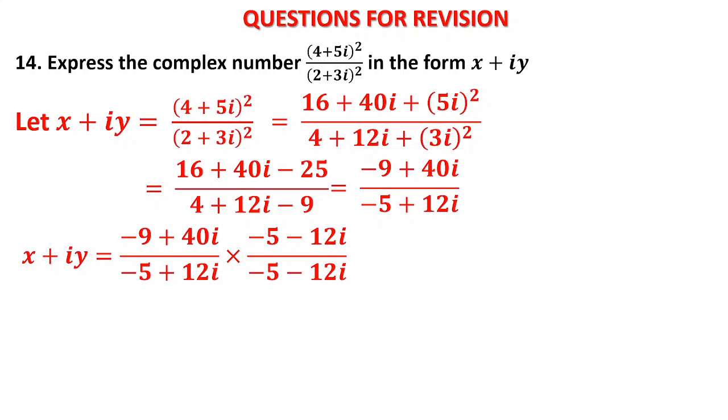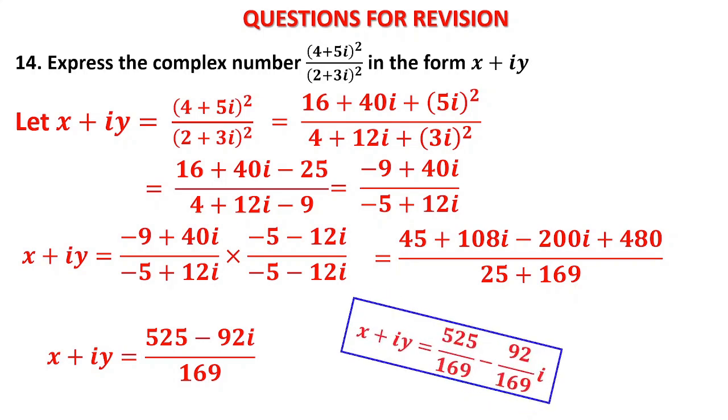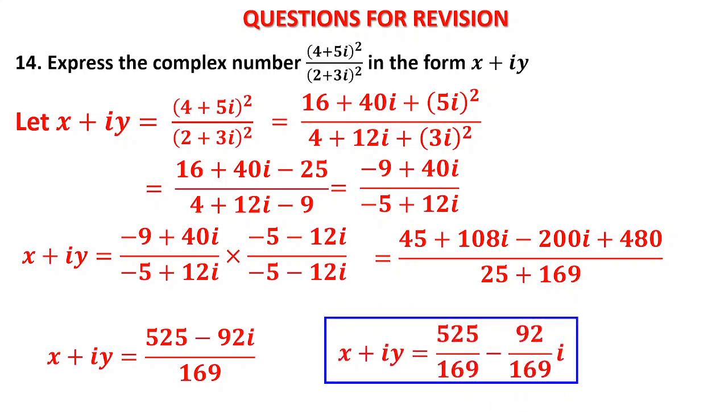What you have to do now? You have to multiply and divide by the conjugate. Minus 5 minus 12i by minus 5 minus 12i. Numerator I am expanding. Denominator, it is 25 plus 169. Now you have to simply write the numerator by the denominator: 525 by 169 minus 92 by 169 i.